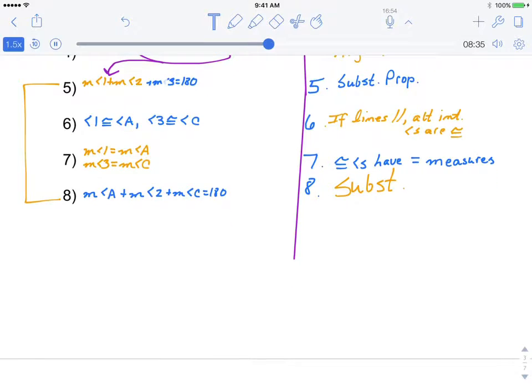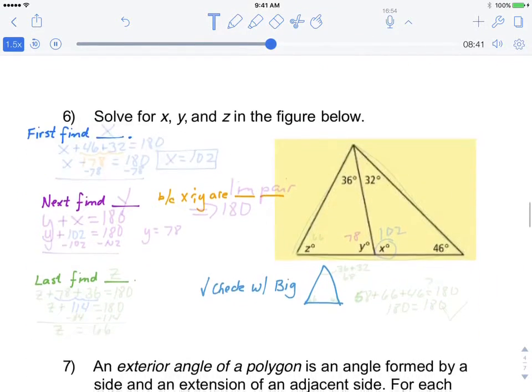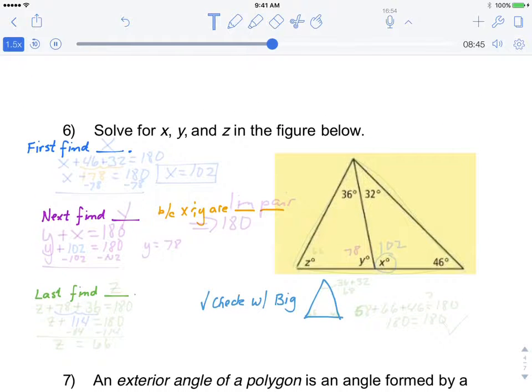All right, number 6, solve for x, y, and z in the figure below. So we've got a lot going on here, and so let's see what we know here. So I would say, looking at all my triangles here, I would probably find x first. So let's find x. Okay, so let's find this x right here. So that's what I'm going to plug in right there. Well, what do I know about that x?